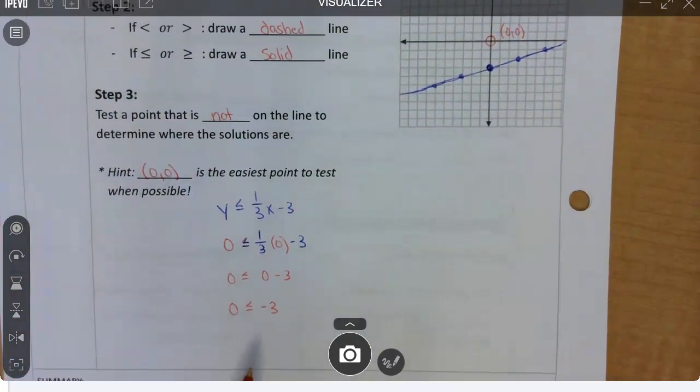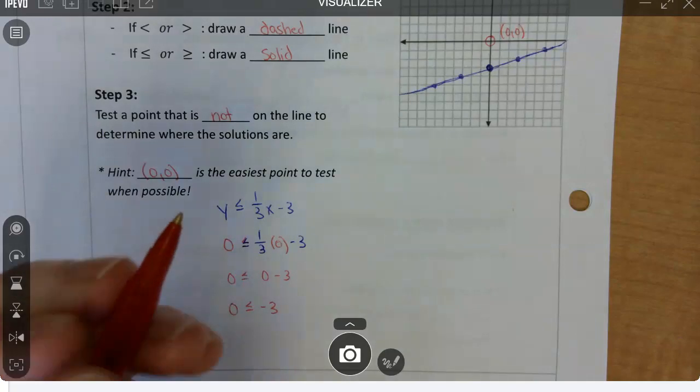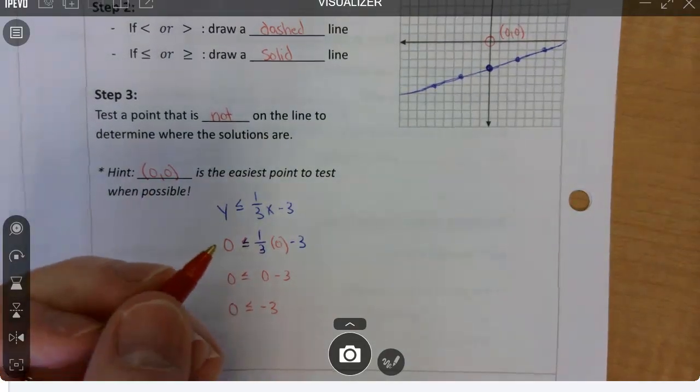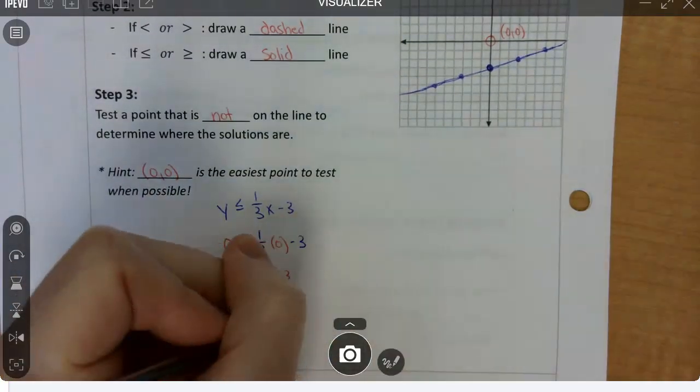Now look at this inequality. Is this true or not? Is the number 0 less than or equal to the number negative 3? And the answer is no. That's a false statement.